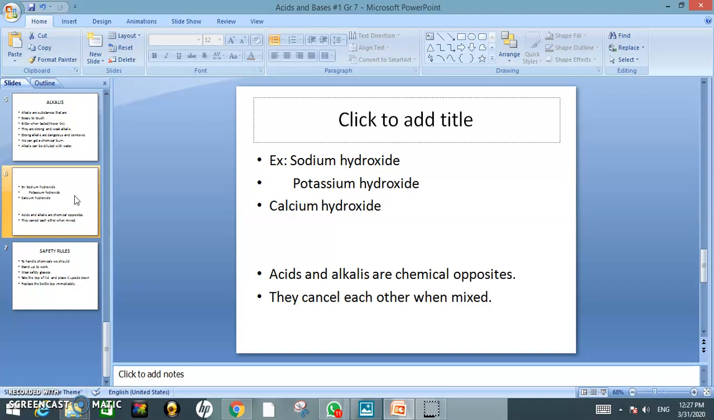I have not given it to you in writing. We'll do it later on because this is just the introduction. So I just want you to know the words. So sodium hydroxide is a capital N, a small a, capital O and a capital H.